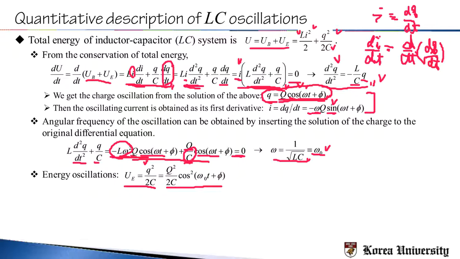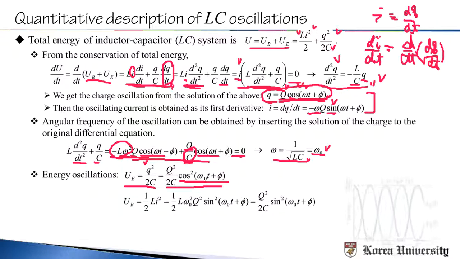Whatever maximum amount you have, what is important is that the electric energy will oscillate with cosine squared. The maximum of cosine squared will be 1, so the maximum of the electric energy will be Q squared divided by 2C, and the minimum of cosine squared will be 0, so the minimum of the electric energy will be 0. Then how about magnetic energy?